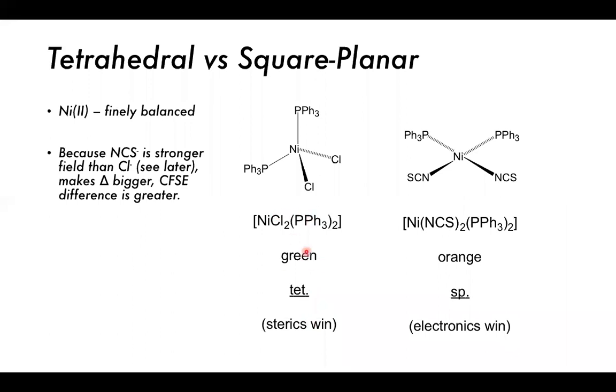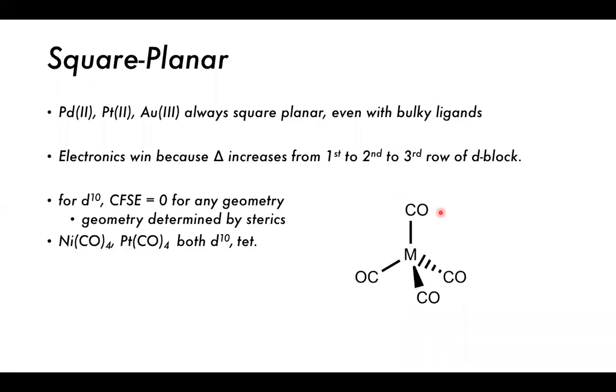So this is something that I said. So generally this would probably want to be square planar. However, because of the bulkiness of these ligands, it's not possible, at least not in this case. So the steric hindrance wins, but here in this case, the electronics win when it comes to square planar. Square planar complexes, so palladium 2+, platinum 2+, and gold 3+ are always square planar, even with bulky ligands.